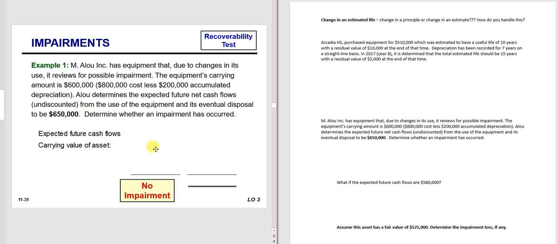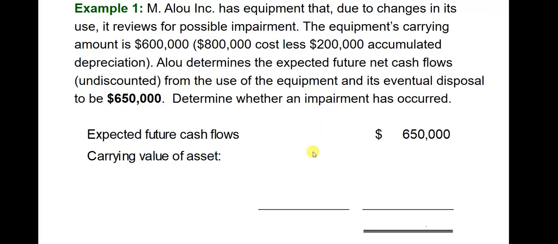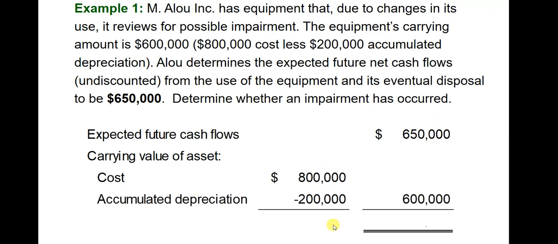So right now I can do this. I can't get it to step through it, so you're going to have to bear with me and just follow your handout. My expected cash flows of 650 are more than the carrying value, so there's no impairment. So basically I do nothing.